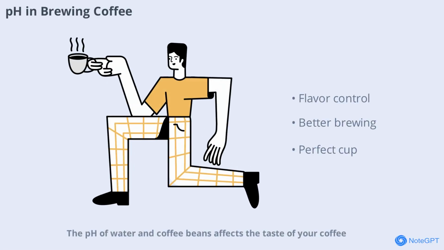The pH of water and coffee beans affects the taste of your coffee. Slightly acidic water brings out the best flavors, while water that's too basic can make coffee taste flat. Baristas and coffee lovers pay attention to pH for the perfect cup. Understanding pH can help you brew better coffee at home.